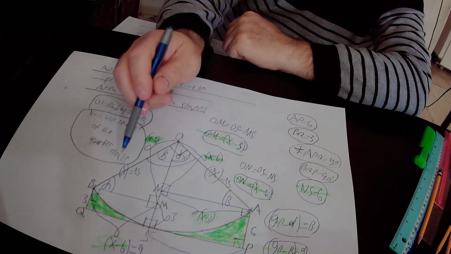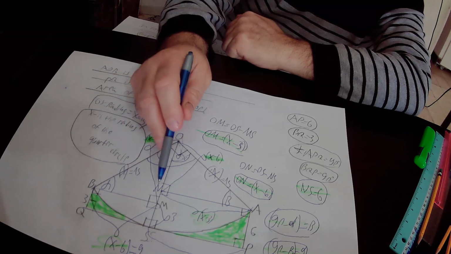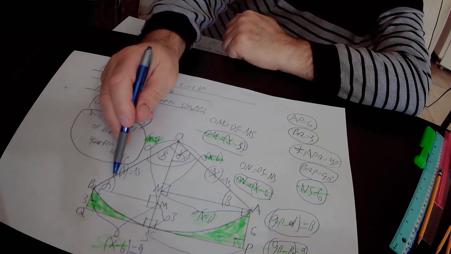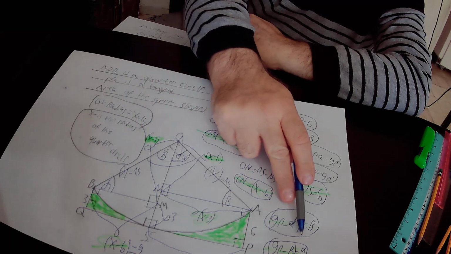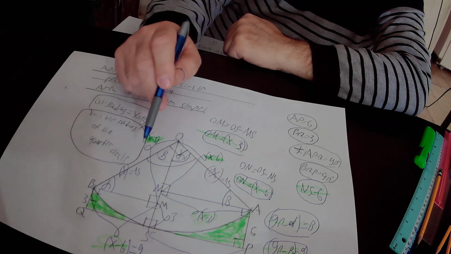So in the right triangle OMB, this angle equals beta, this angle equals 90 degrees, therefore the missing angle must be equal to 90 degrees minus beta. But 90 degrees minus beta equals alpha. Therefore the missing angle equals alpha.